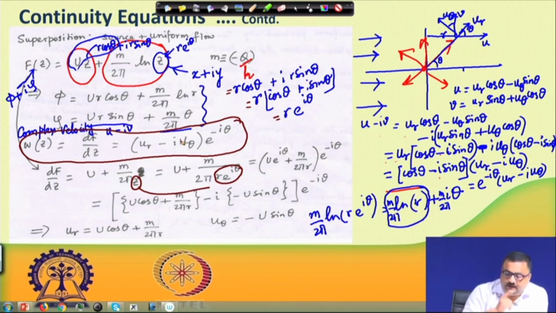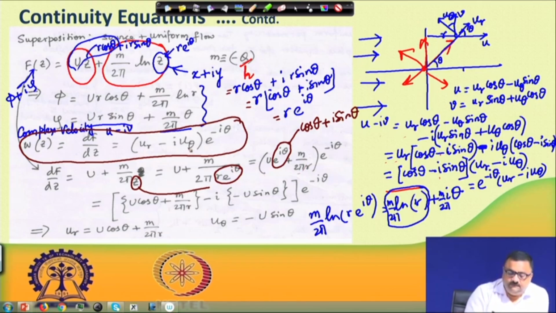Now here again e to the power minus i theta we can cancel out, that is not an issue. But inside we have u e to the power i theta plus m by 2 pi r. M by 2 pi r is a real component, we understand, but u e to the power i theta has both real and imaginary components. So, that is why we have to now break this e to the power i theta down into cos theta plus i sin theta, because I have to compare real with real, imaginary with imaginary.